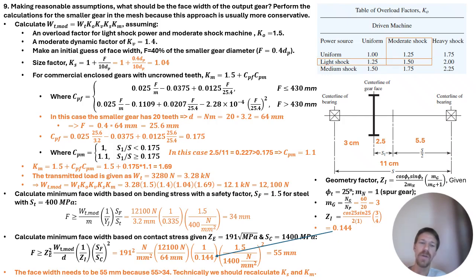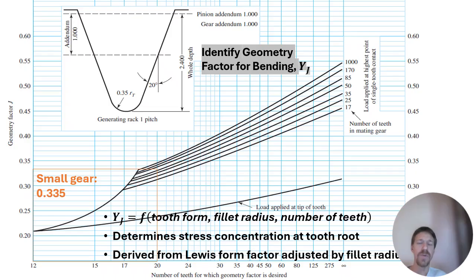And the only thing that we skipped over in the next slide is that Lewis form factor 0.335, the Y sub j. So here's where the Y sub j comes from. It's read off the chart. You take the number of teeth for which the geometry factor is desired. It was the smaller gear with 20 teeth in our case, and then go up to the curve for the number of teeth in the mating gear, and so that's 60 teeth. So go up to the curve for 60 teeth and you get a value of about 0.335.